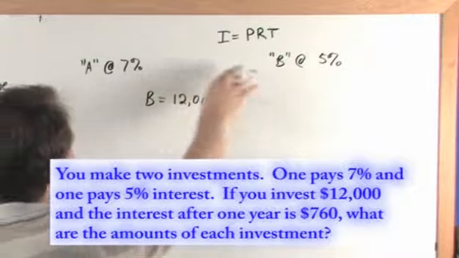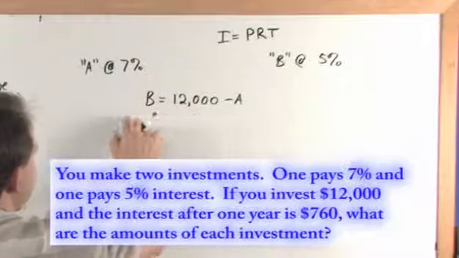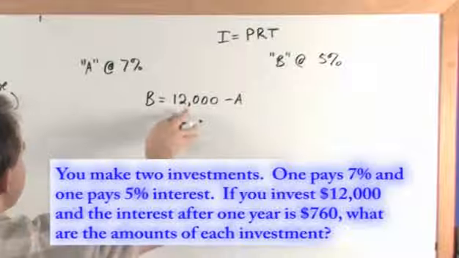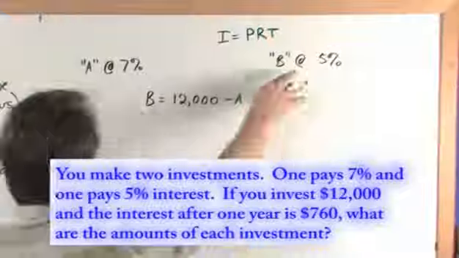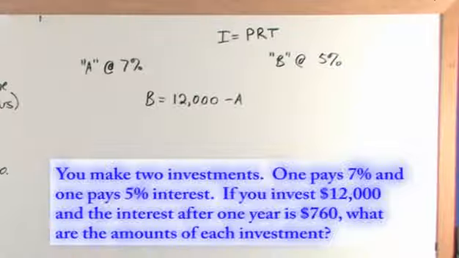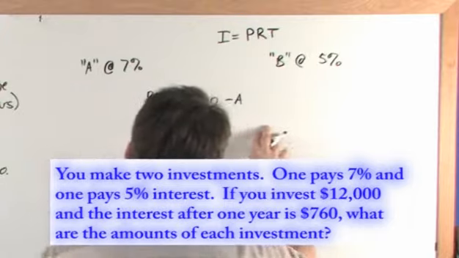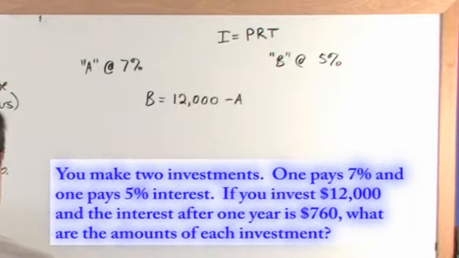So that means A plus B must be equal to 12,000. You can see this is A plus B, moving this A over. A plus B is equal to 12,000. So if I invest 12,000 total, then B is simply equal to 12,000 minus whatever I put into A. So B and A are related because I've told you how much money I'm putting into the system here. Okay, so that was the easy equation. Now we're going to write the slightly more complicated equation.